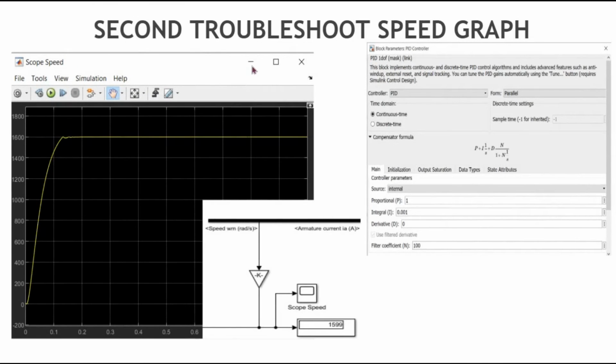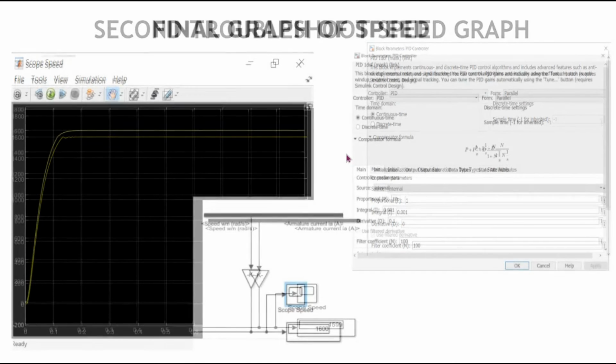Okay, so this is our second troubleshoot. We decided to change the value of integral I from 1 to 0.001, and we got the result 1599 speed. So as you can see, the result we got is below 1600. So we decided again to troubleshoot at the PID controller.